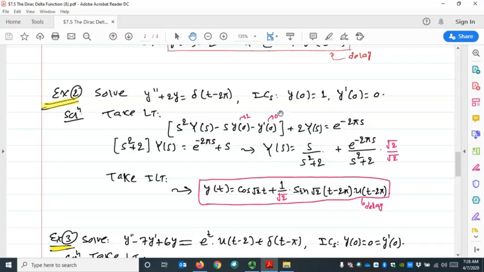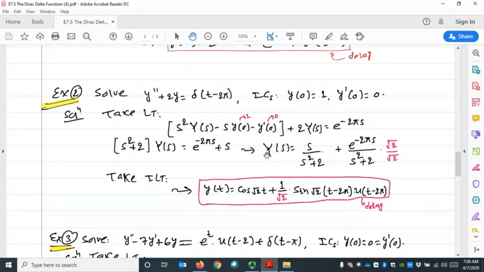Put in the initial conditions, factor capital Y of s outside, and take the other terms to the right side. Solve for capital Y of s. So here capital Y of s equals s over s squared plus 2 plus e to the power negative 2 pi s over s squared plus 2. Then find the inverse Laplace transform. Let's take the inverse Laplace transform.